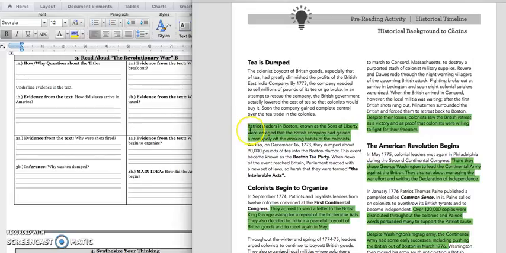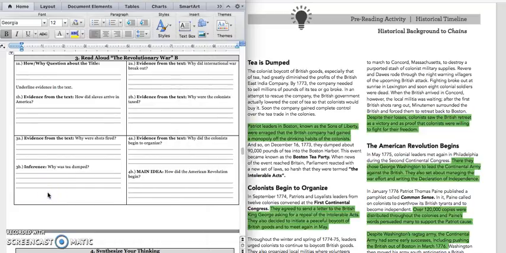Our 3B asks us, why was tea dumped? And if we go back in our text, we know that the Sons of Liberty dumped the tea into the Boston harbor because the British company had a monopoly on the tea. That means that the American tea companies were losing money. So in 3B, we would write, the Sons of Liberty dumped tea into the Boston harbor because they were angry that the British company had a monopoly on the drinking habits of the colonists. Press pause to write down your answer and play when you're ready to keep reading.